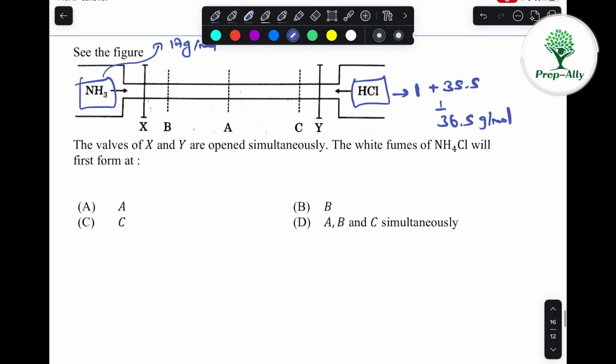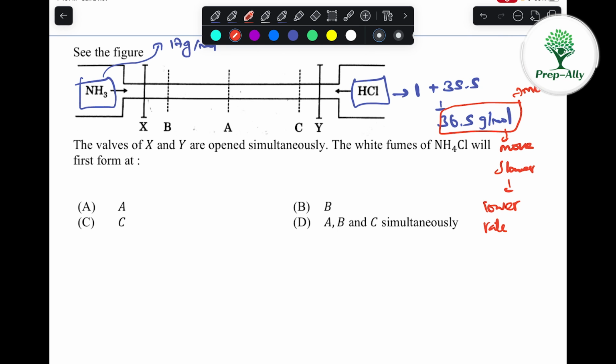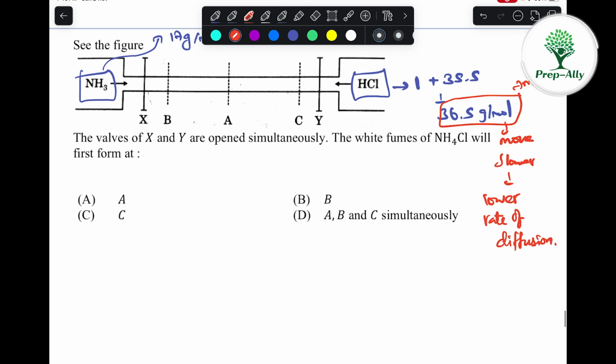Now who has the bigger mass? HCl has more mass, so it will move slower. So a lower rate of diffusion because of its mass. And what happens when I open it? Whenever they meet, they are going to form NH4Cl. So they are not going to meet at the center anyway. One is slow, one is faster.